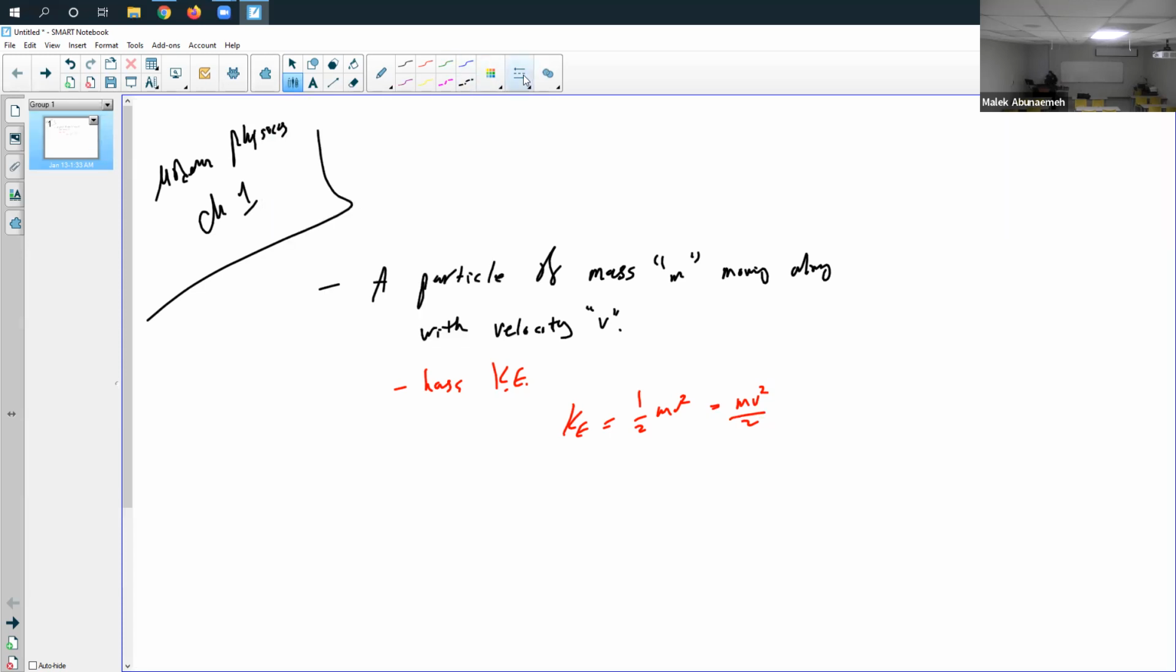Where your kinetic energy, you have a particle that's moving with mass m with a velocity v, having those two components, you have a kinetic energy, and then we would have something called the linear momentum, which is defined as your mass times your velocity.